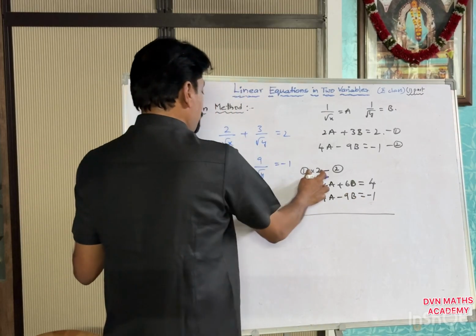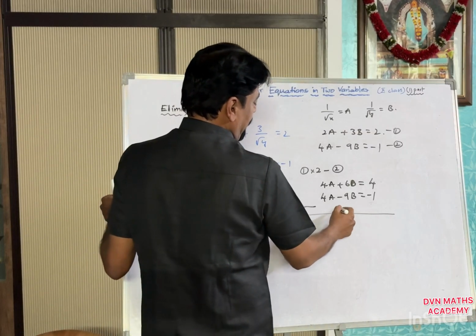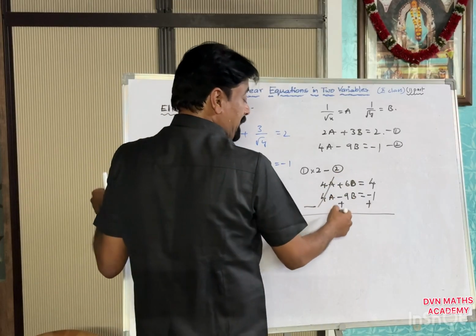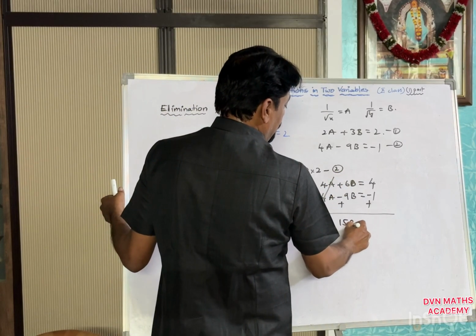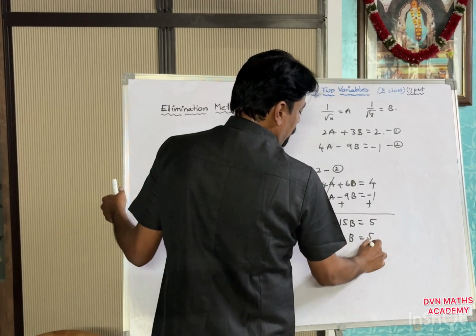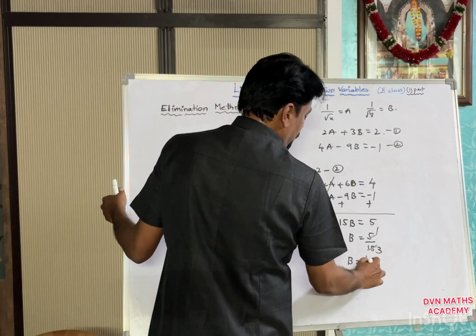Now what happened? These two terms are equal, both having the same sign. So you go for the subtraction, minus and plus becomes plus. These two will be cancelled. 6b plus 9b becomes 15b is equal to 5. So b is equal to 5 by 15. Divide by 5, so b is equal to 1 by 3.